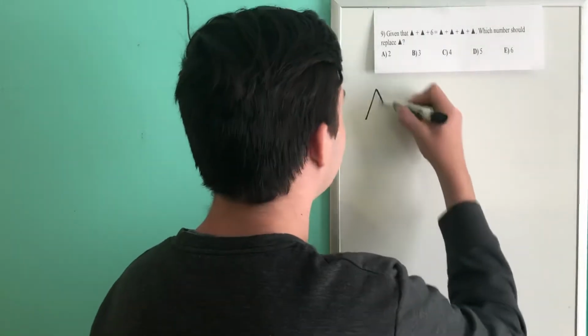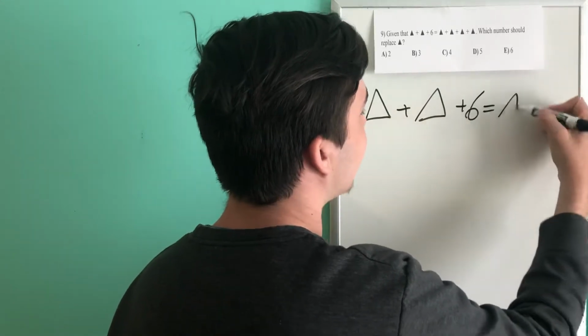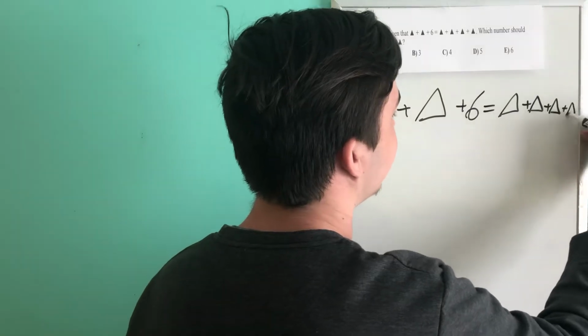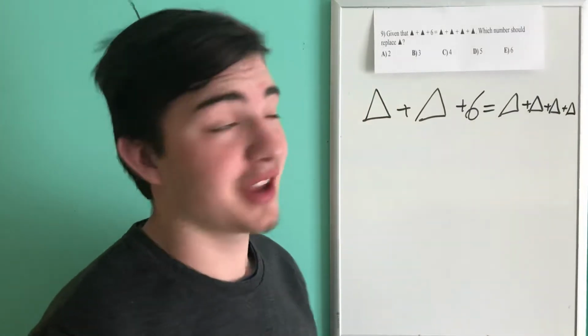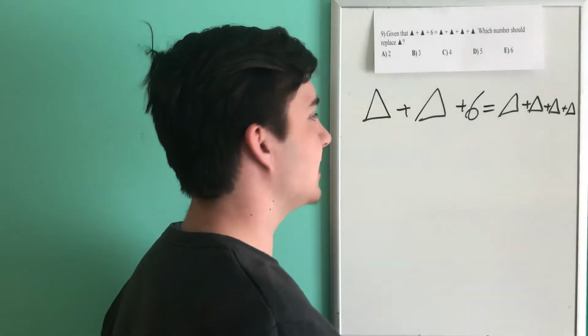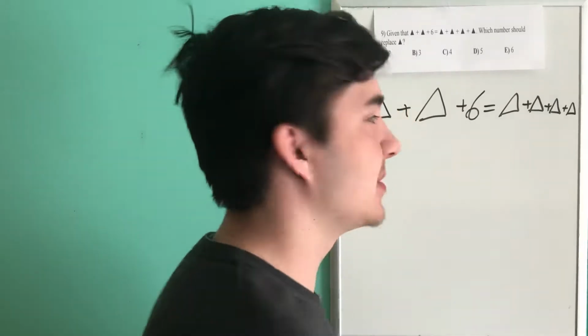Alright, question 1. Given that triangle plus 6 is equal to triangle plus triangle plus triangle plus triangle. That's a lot of triangles. But let's try to put this together somehow, right? And to do that, I'm just gonna show you something else just very quickly.